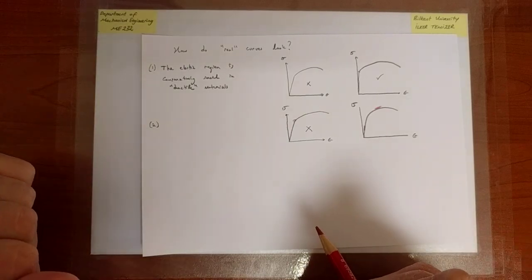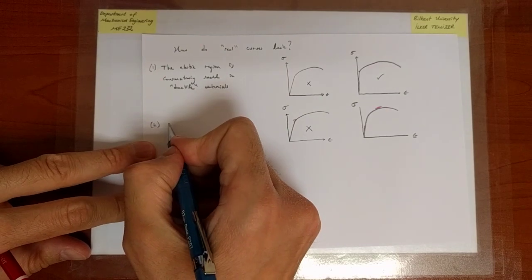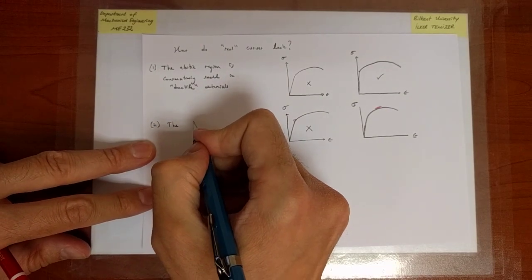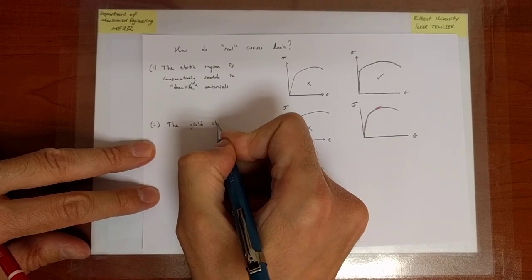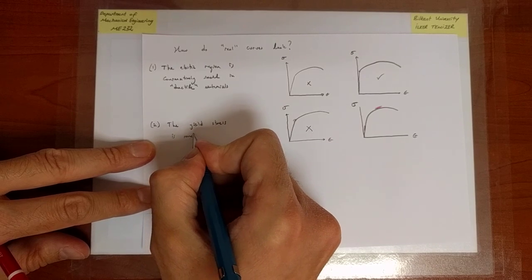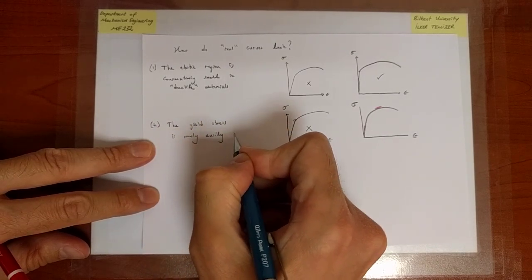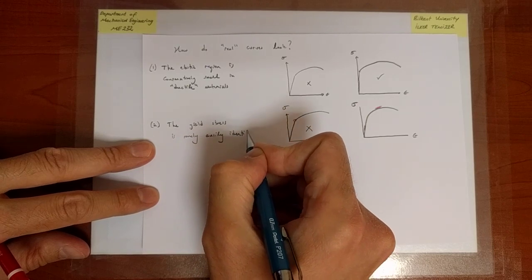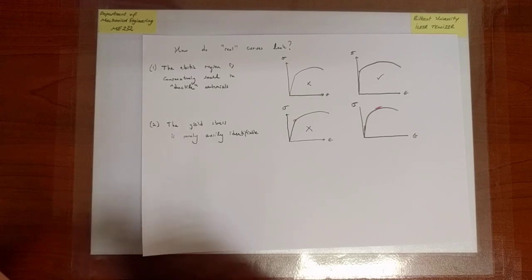Okay, so the yield strength or stress is rarely easily identifiable. Okay, that's the second point.